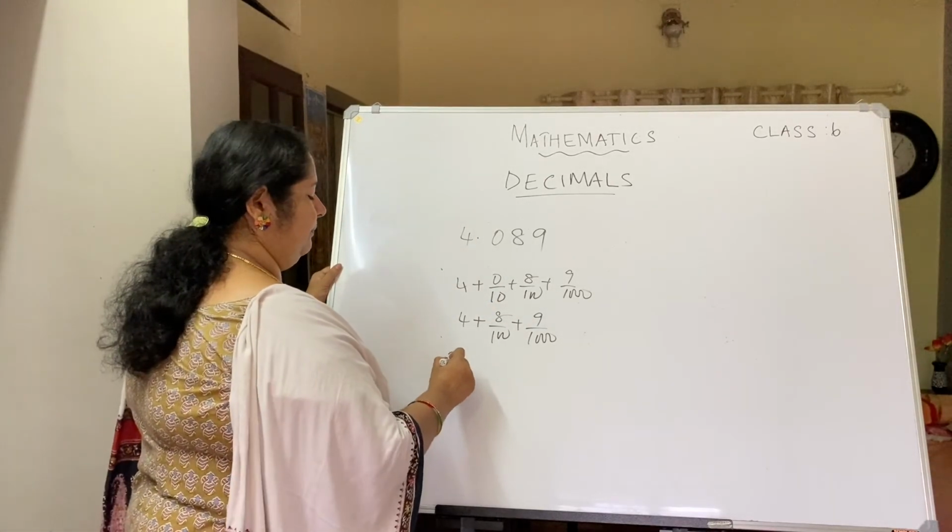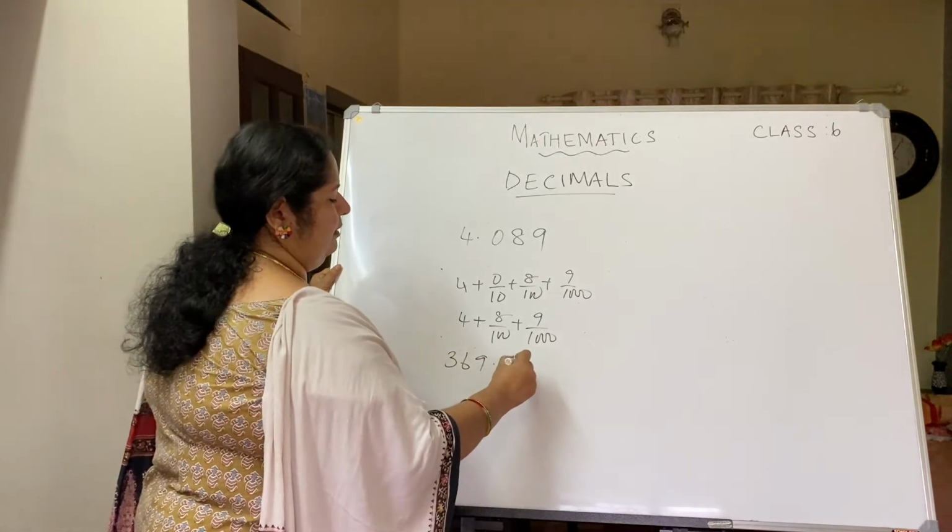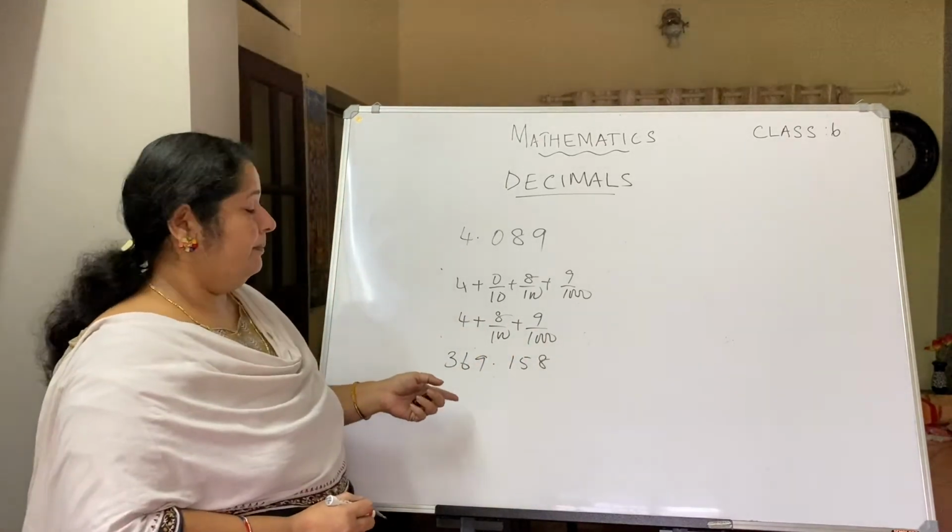Suppose it is say, now how do you read this number or this decimal?